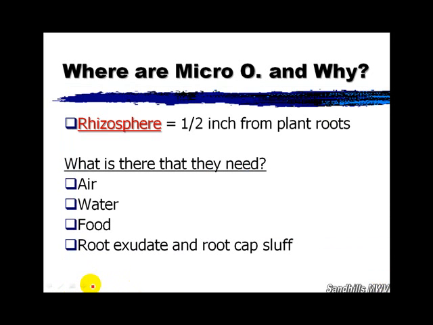So, onto our vocabulary terms. One of the major vocabulary terms highlighted in red here is rhizosphere. So the question is, where are the microorganisms and why? And it turns out they're in the rhizosphere, and that's the first half inch from plant roots. So the microorganisms go where the plants are. And why is that? Because that's where the things the microorganisms need are.